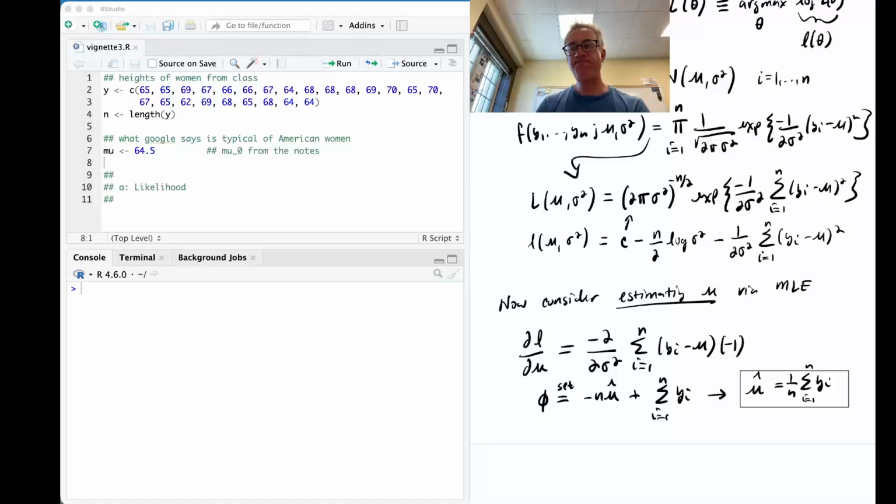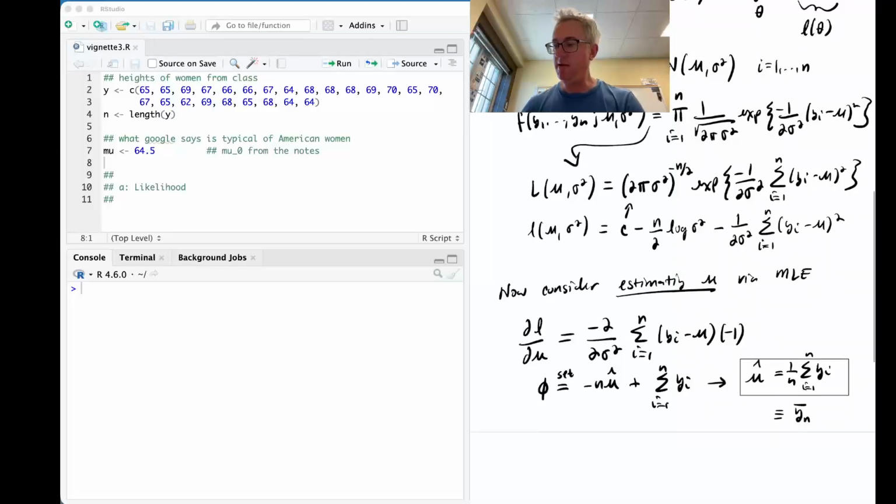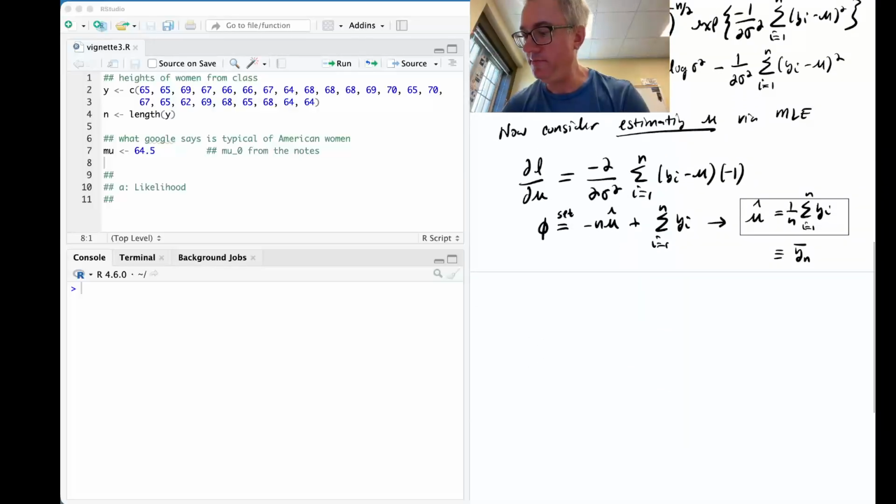Okay? And of course, that's the same as what we've been calling y_n bar. We called it that back in chapter 1. So it's the average. The estimate of the mean is the average. That makes sense. Okay, now consider estimating sigma squared.